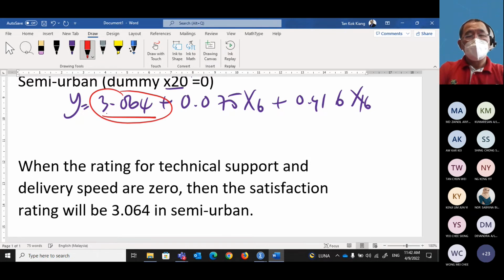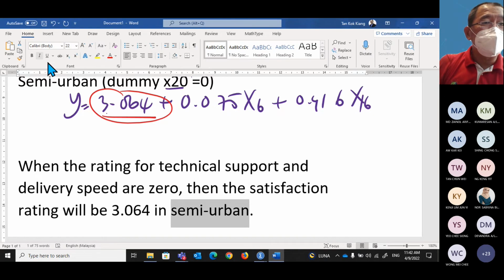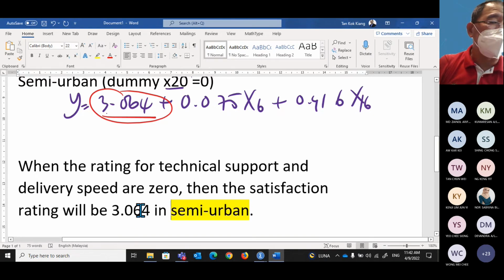Okay, at least you must put in semi-urban, otherwise it's not correct. This value, 3.064, is correct for the semi-urban area only.